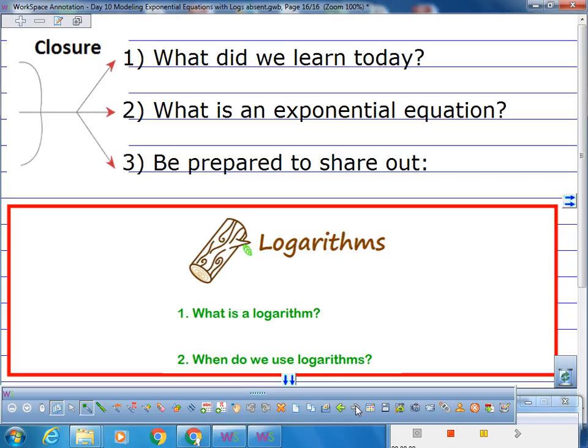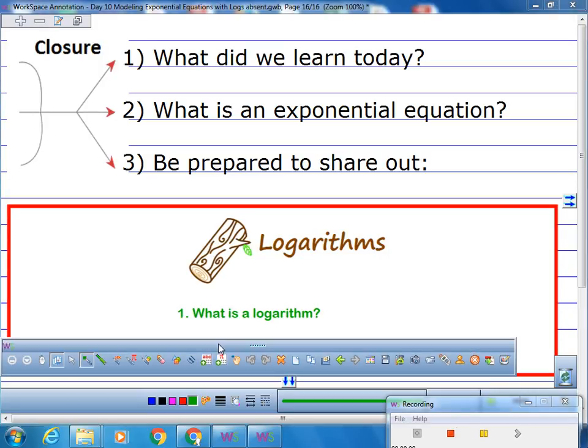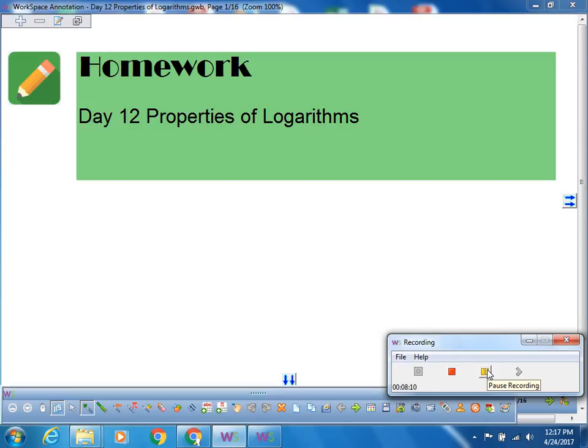Okay, let's start. Let's get you guys working. Okay, I want to at least introduce properties of logarithms to you.